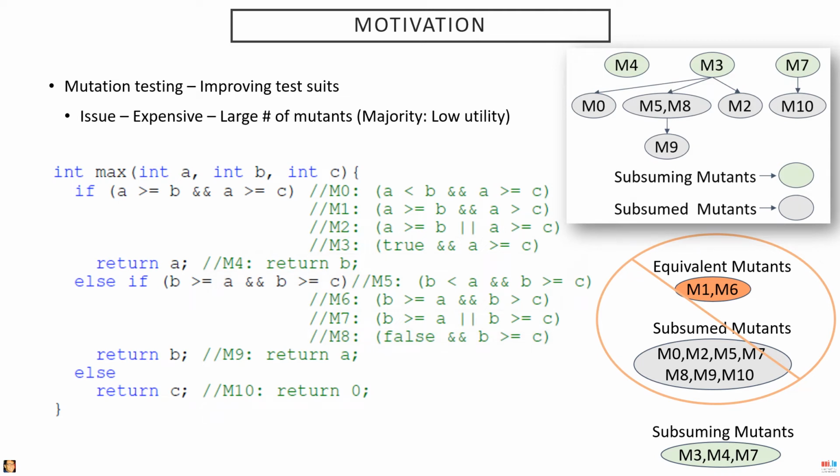If we place these three in a subsumption hierarchy, these 3 mutants are on the top, subsuming all the remaining mutants. Any test suite killing these mutants kill all the remaining mutants. Such mutants are subsuming mutants, and these are the ones that we consider important for our study.